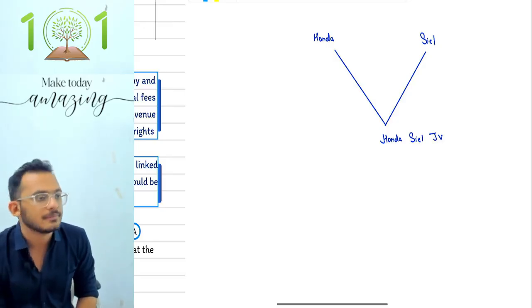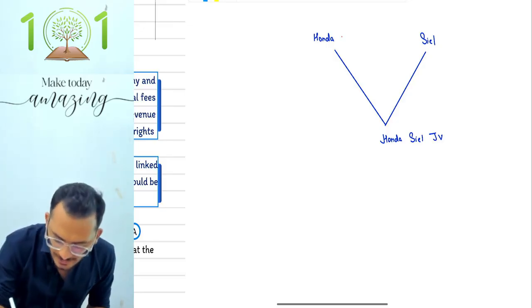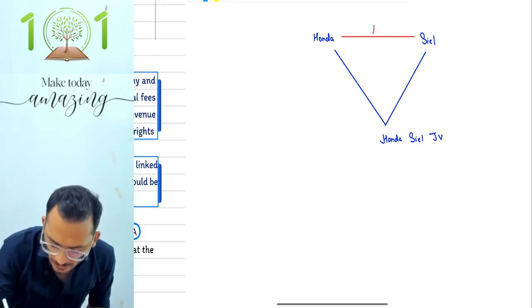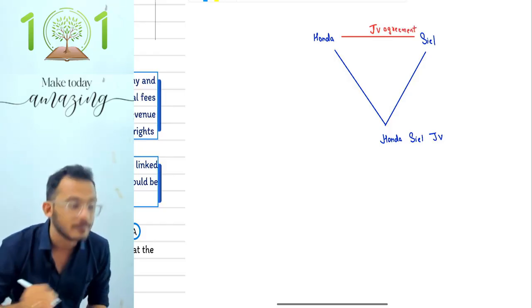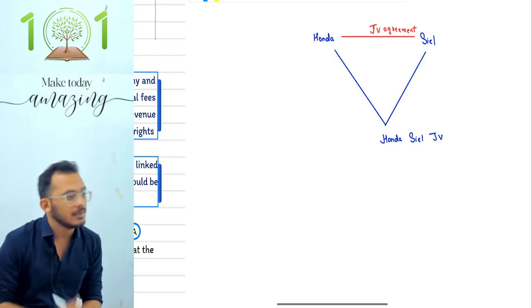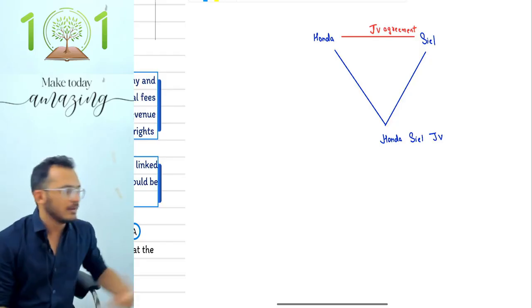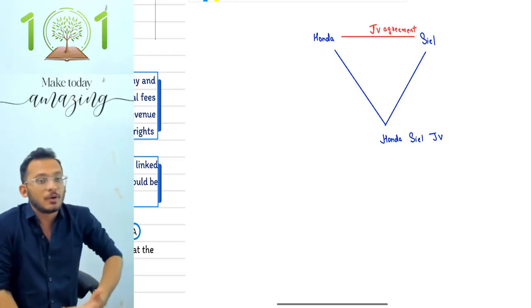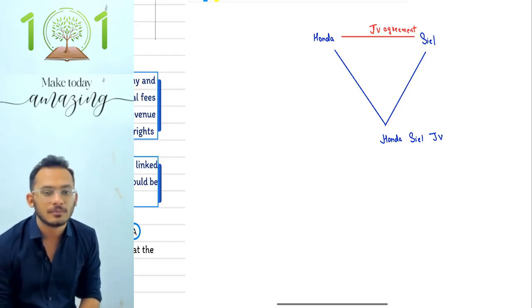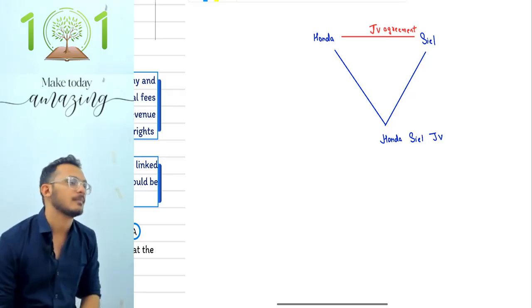Yes. People, now to create a JV, you need an agreement. So what happened? Honda and CL have entered into an agreement to do a JV. Yes. Now people logically, for those who know international transactions, Honda is sitting outside India. CL is also sitting outside India. Honda CL, whatever profits they make, they have to send it back.